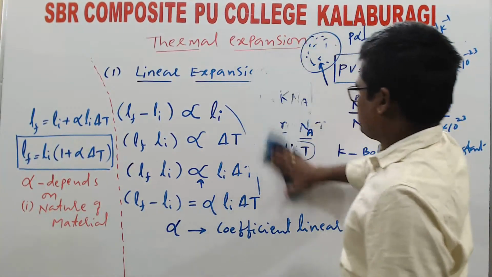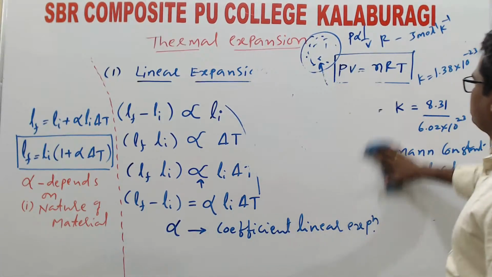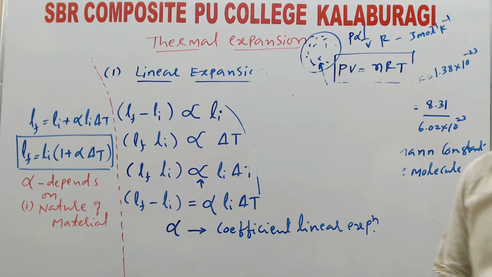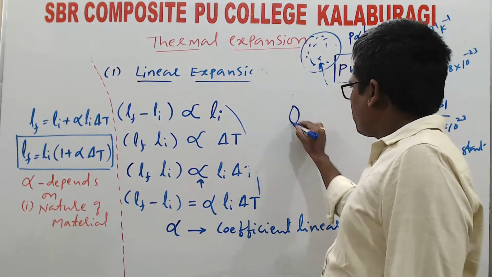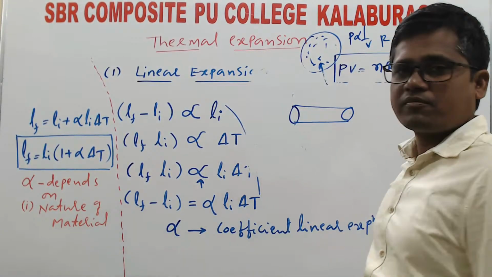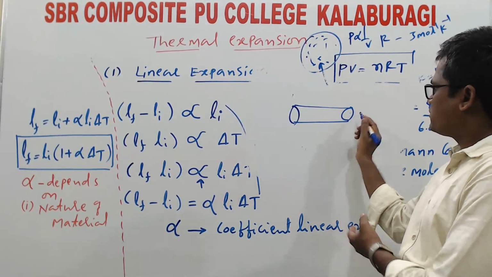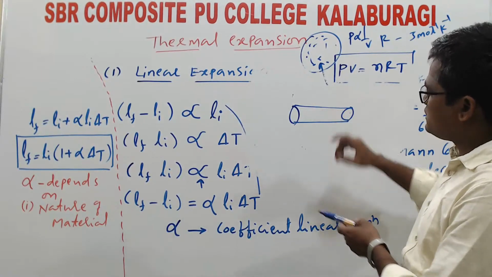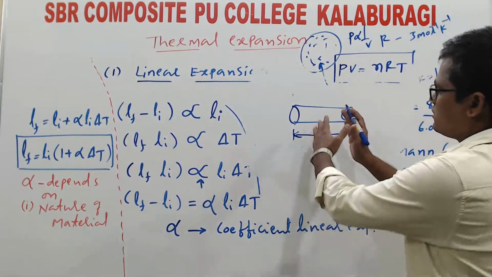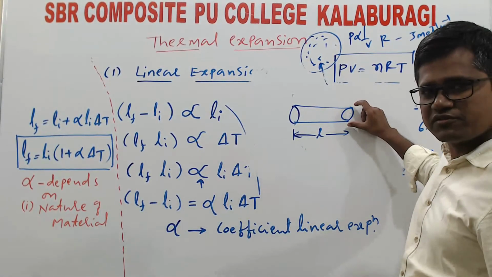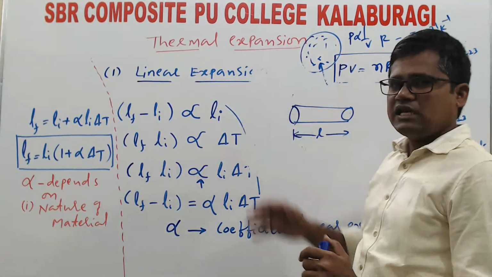Linear expansion, just as I told you in brief. Suppose this is an object where the length is greater than the breadth, and this width is very small compared to this size. Then we can say it is a linear object. When you say linear object, its length is more than its other dimension.